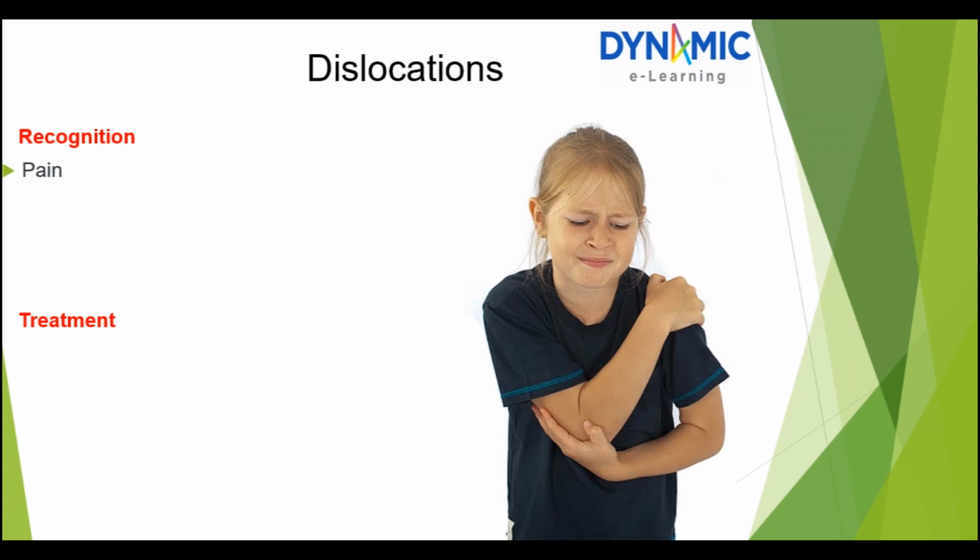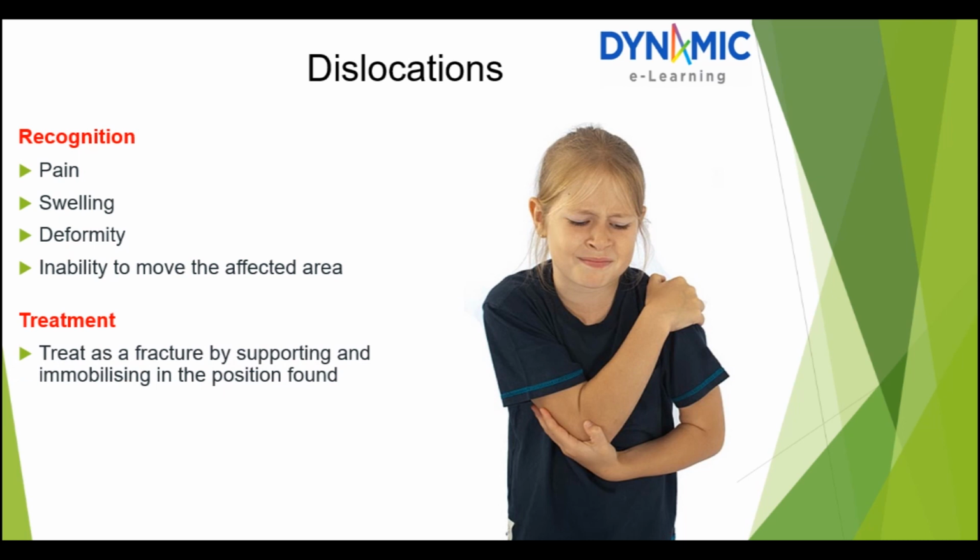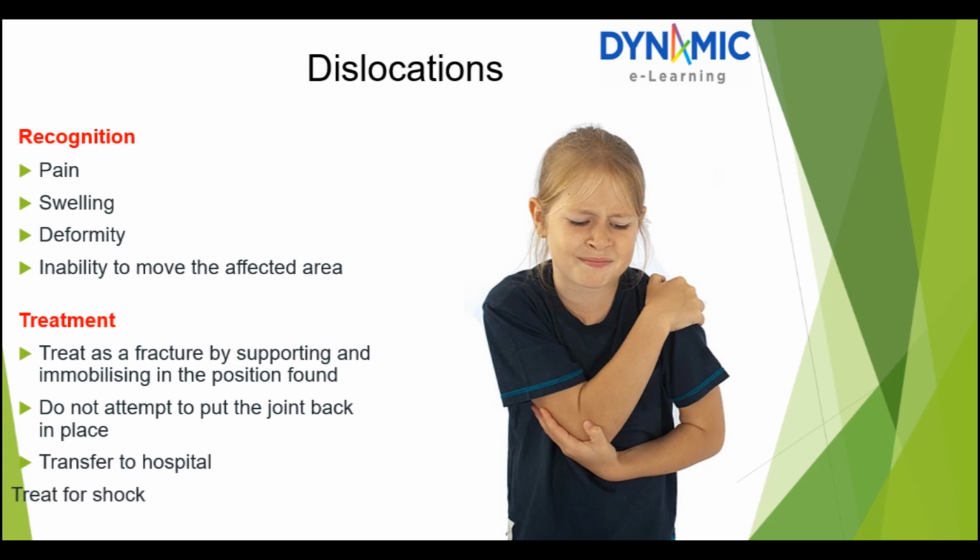Dislocations. Pain, swelling, deformity, and the inability to move the affected area. Where you have a joint where one bone meets another, you can dislocate it. The treatment: treat as a fracture by supporting and immobilizing in the position found. Do not attempt to put the joint back in place and transfer to hospital as soon as possible. And always treat for shock. A child with a dislocated shoulder, for example, may start to vomit as an indicator of shock.